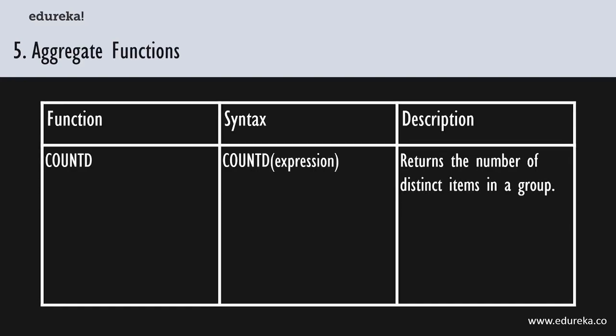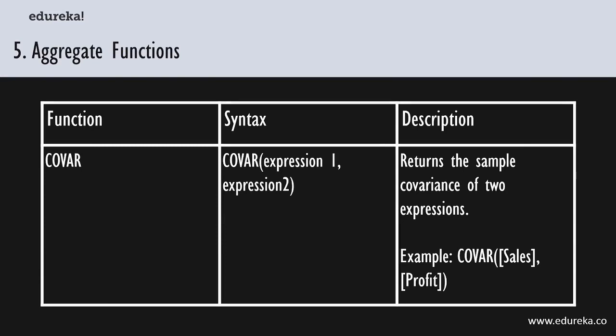And then we have count D, which returns the number of distinct items in a group, which basically means that if a certain item is there twice in a certain group, count D is going to count it as one item. Then we have the covariance expression. This basically returns the sample covariance of two expressions. Covariance basically quantifies how two variables change together.